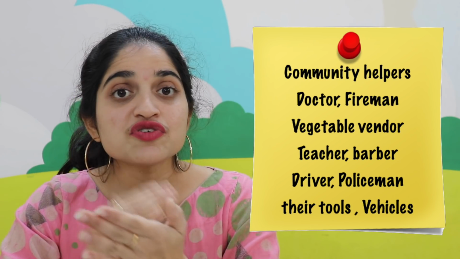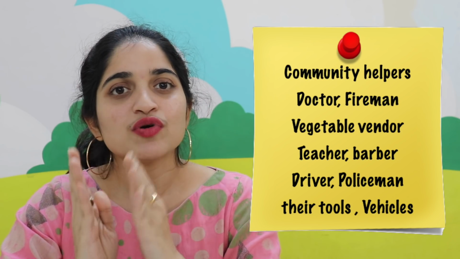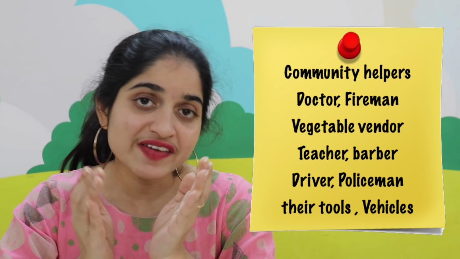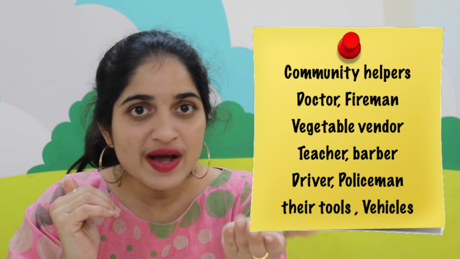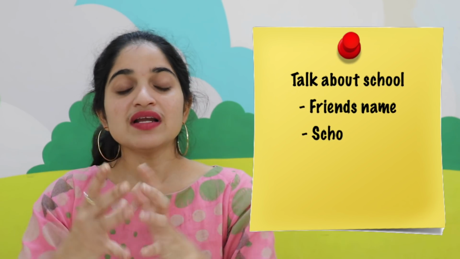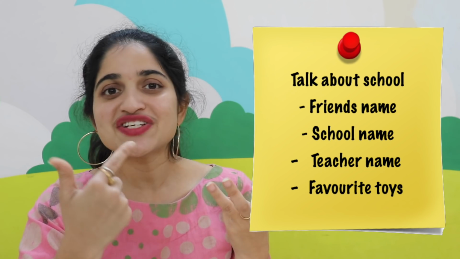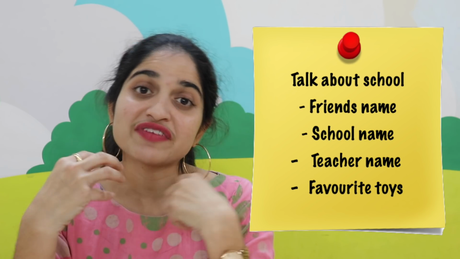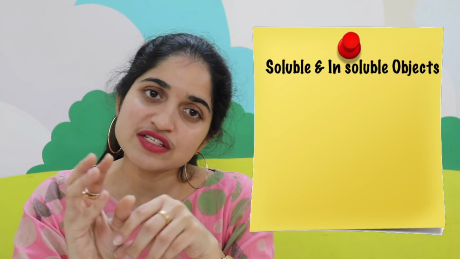So they should be able to identify a few things or objects that are used by a particular community helper. They also should be able to identify the vehicles used by a community helper. For example, police van. Hospitals use ambulance. They should be able to tell the vehicles that are used by the community helpers. A driver uses the school bus or van, etc. They should be able to say a few sentences about their school. For example, they should be able to tell the school name, their best friend's name, their teacher's name, and their favorite corner or favorite place in the school or favorite toy in the school, like that. They should be able to identify the soluble objects and insoluble objects.